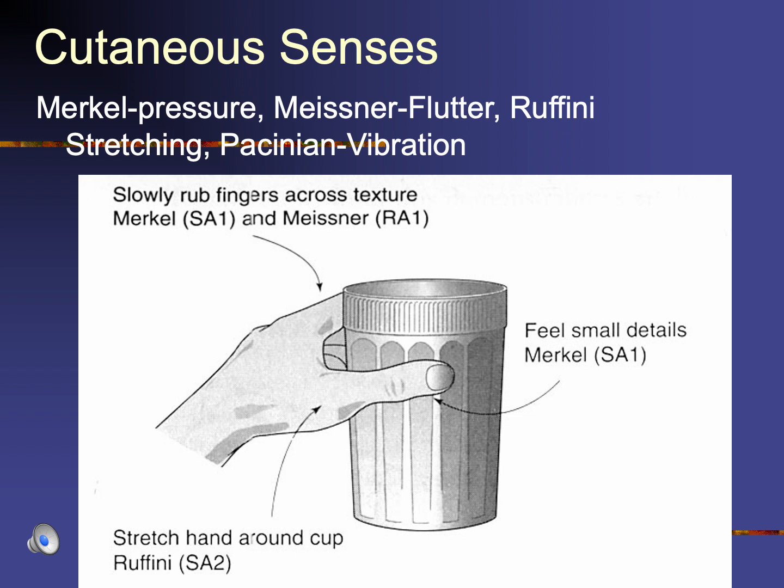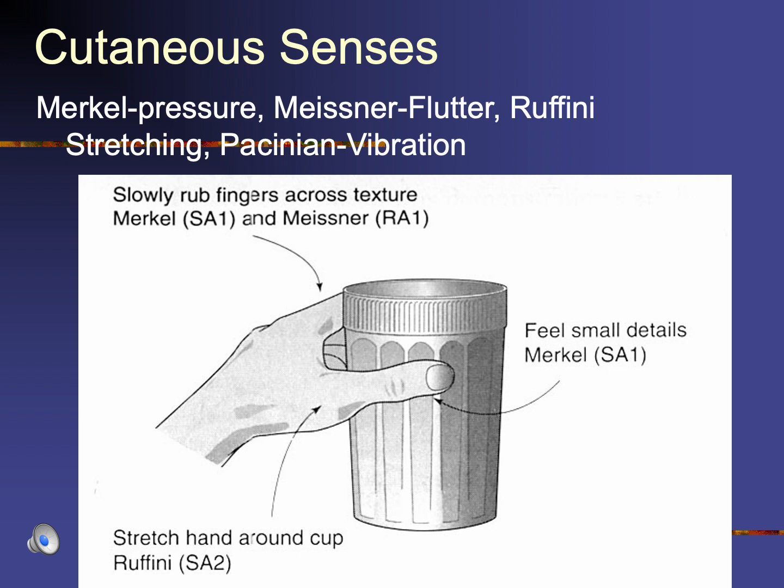Well, as you slowly rub your fingers across the texture, you stimulate the Merkel receptors and the Meissner's receptors. And so they're detecting the texture, that fluted texture of the object. Small details associated with the texture are detected by the Merkel receptors. And finally, when you stretch your hand around the cup so that you get the right distance in order to encapsulate the cup there, your Ruffini endings are stretching with your muscles. Now your brain is getting all this information about that object, and presumably also including vision.